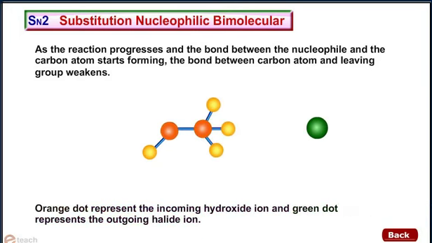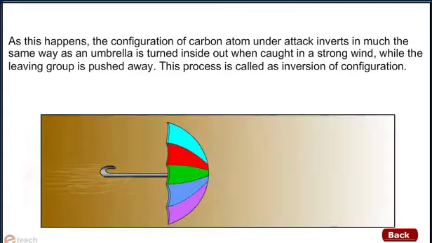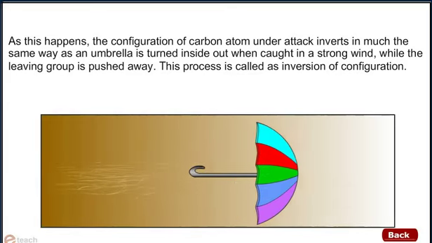Orange dot represents the incoming hydroxide ion and green dot represents the outgoing halide ion. As this happens, the configuration of the carbon atom under attack inverts in much the same way as an umbrella is turned inside out when caught in a strong wind, while the leaving group is pushed away. This process is called inversion of configuration.